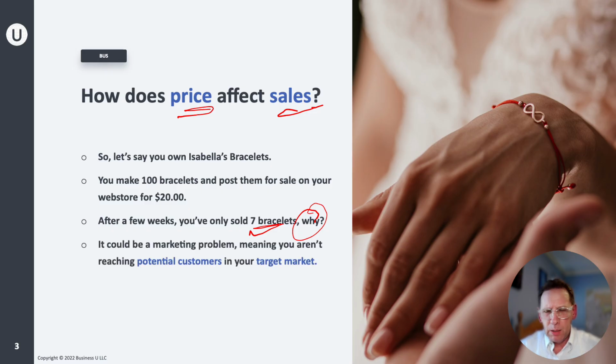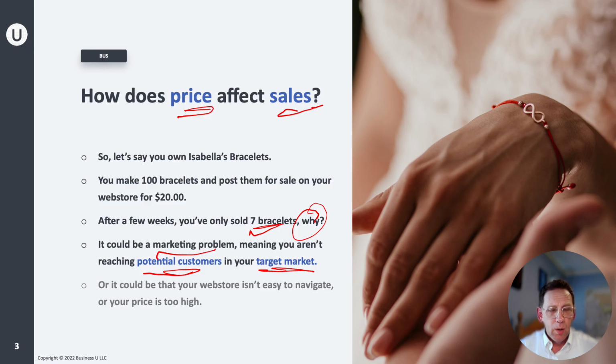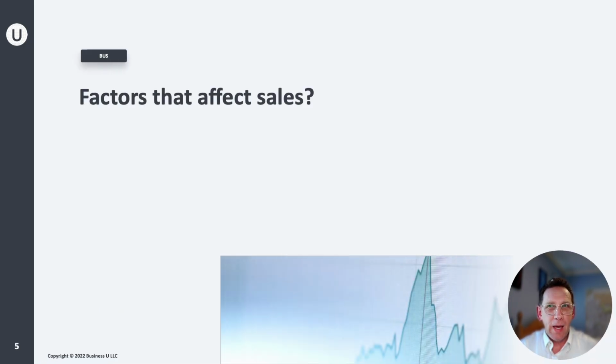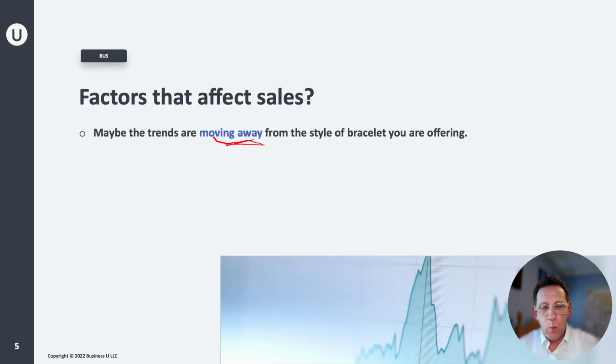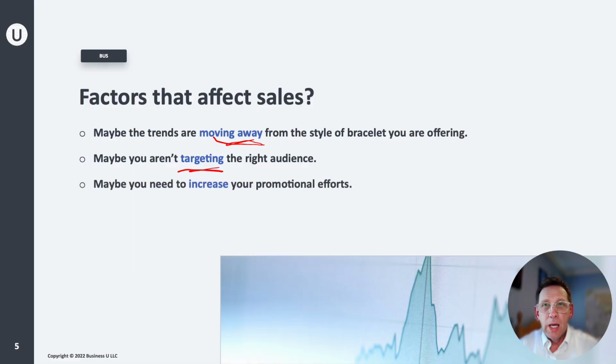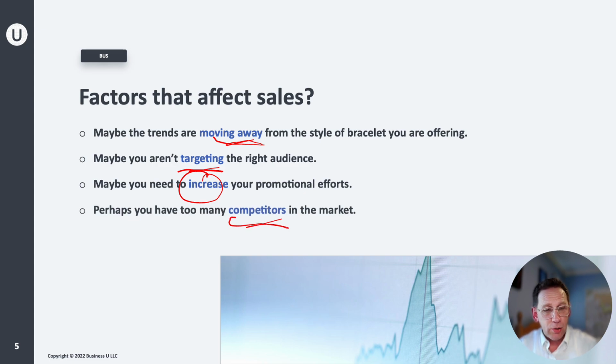Could be a marketing problem, meaning you aren't reaching your potential customers in your target market. Or it could be that your web store isn't easy to navigate. Maybe it's hard to get around. Or it could be that your price is too high. There are a bunch of factors that affect your sales. Maybe trends are moving away from the style of bracelet that you're offering. Maybe you're not targeting the right audience. Maybe you need to increase your promotional efforts. Perhaps there are too many competitors in the market. However, it very often comes down to one thing, and that is price.